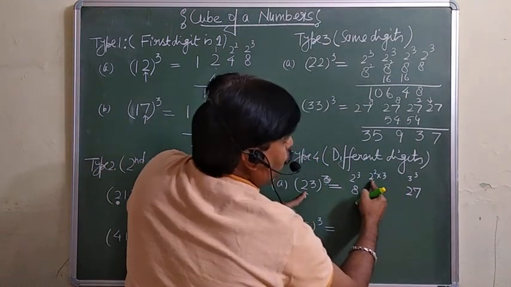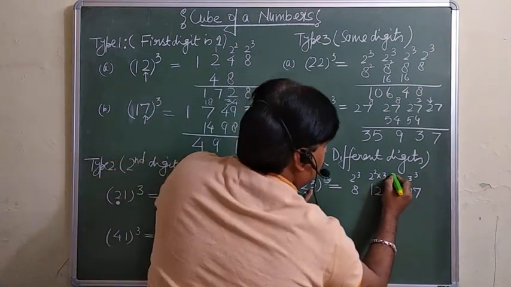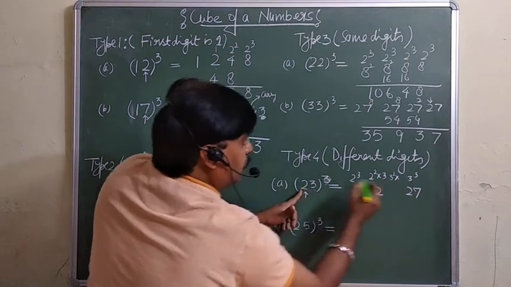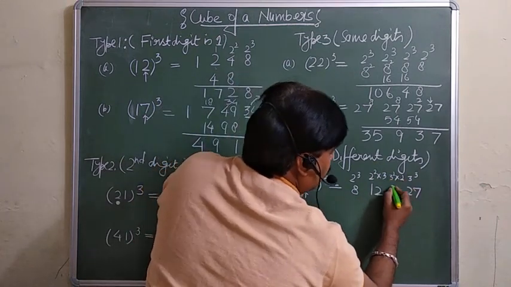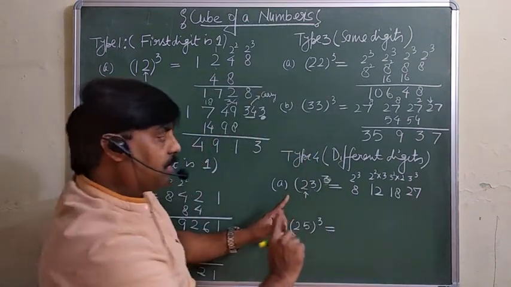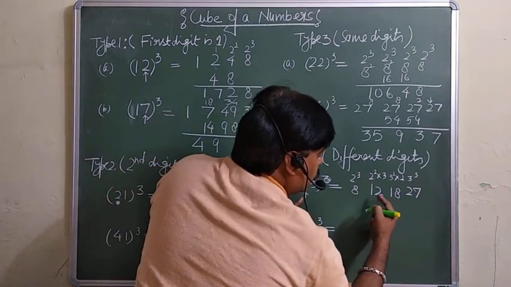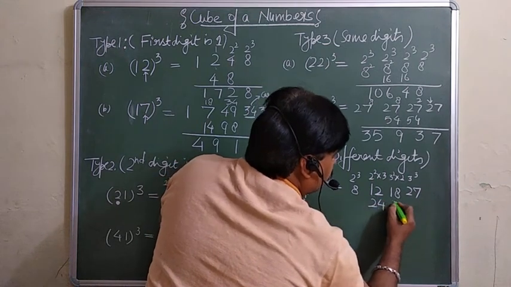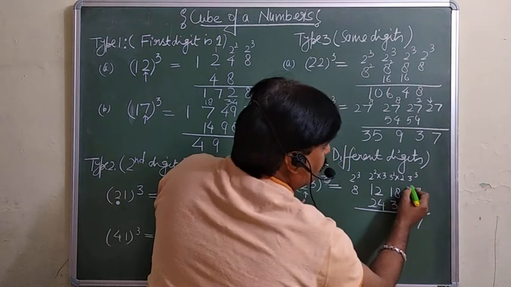So 2 into 4, 3 is 12 is here. Square of the second digit, 3 square into the first digit. So 3 squared is 9 into 2, 18. And the rest of the things are the same. Leave these two digits, do the double of these two: 12, 24, 36, add 27. So 7 will be here, and this 2 will be carried.